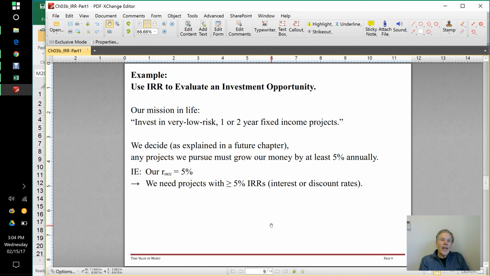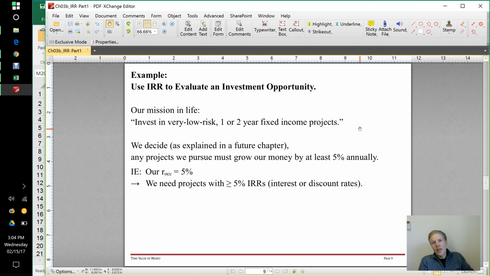Okay, so let's jump right into a couple of examples. Let's start with using our IRR, now that we know what it is, to evaluate an investment opportunity. So first of all, where do we stand as a firm and what's our opportunity cost of capital? Our mission in life for this firm is that we invest in very low risk, 1 or 2 year fixed income projects.